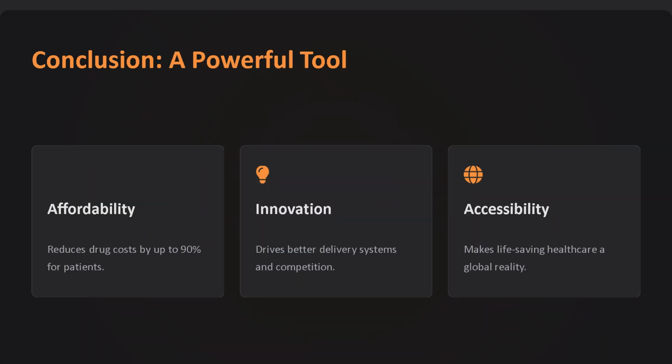To conclude, reverse engineering is a powerful scientific tool. It helps reduce drug costs by up to 90%. It drives innovation and competition. And most importantly, it makes life-saving medicines accessible to people across the world. Behind every affordable generic medicine, there is a team of scientists working carefully, using reverse engineering to improve healthcare for everyone.